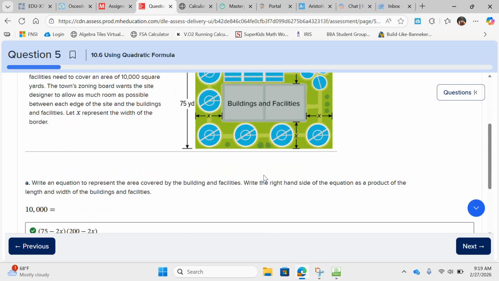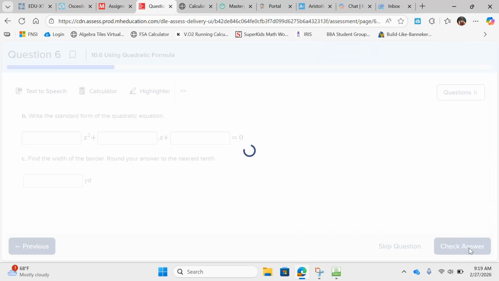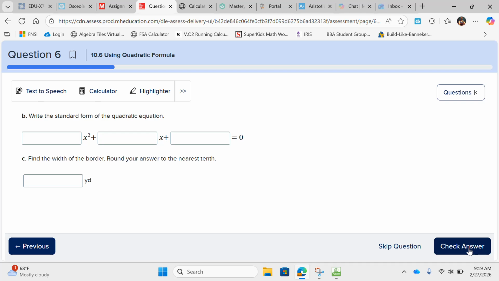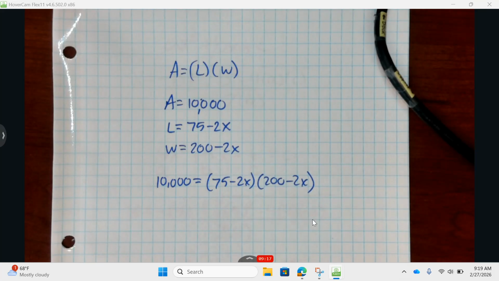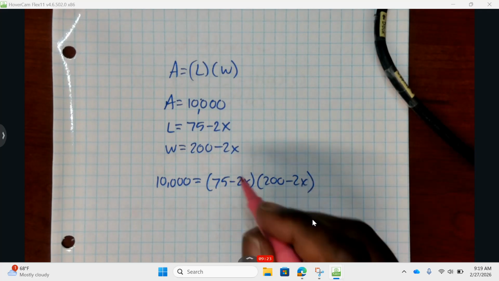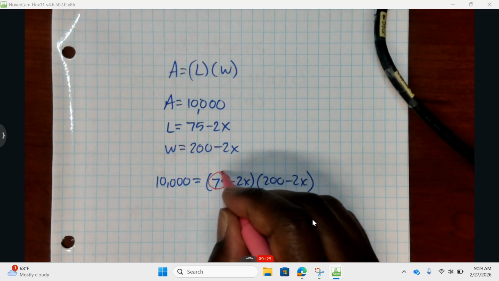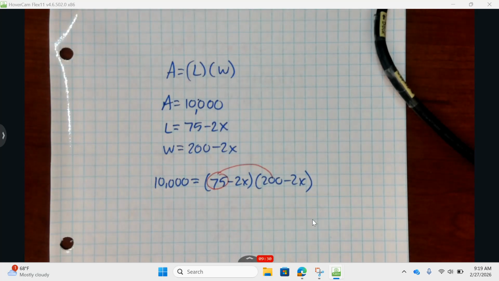Okay, now the next problem, number 6, goes with this, because now they say write the standard form of the quadratic equation. So they want us to go from what we have to the ax squared plus bx plus c, and it has to equal 0. Okay, so in order to get that, we're going to have to multiply some things here. So I'm going to take this 75 first, and I'm going to multiply it to the 200. Okay, now if I do 75 times 200, that's going to be 15,000.